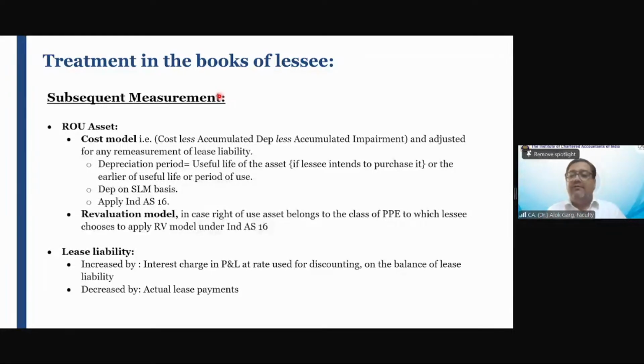Hemant, now have you understood how this impairment can come? Yeah. You need to compute the recoverable value. What is the recoverable value? Value in use. Okay. What is the impairment indicator? The market rentals has gone down is the impairment indicator.